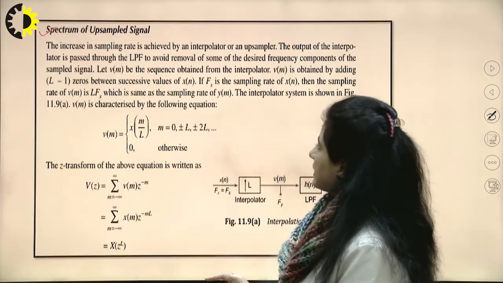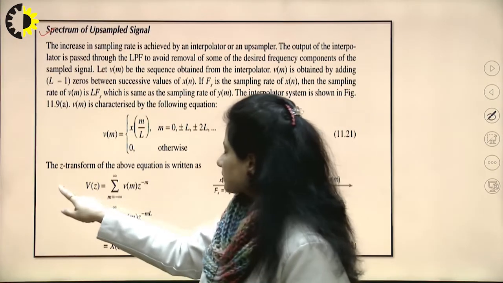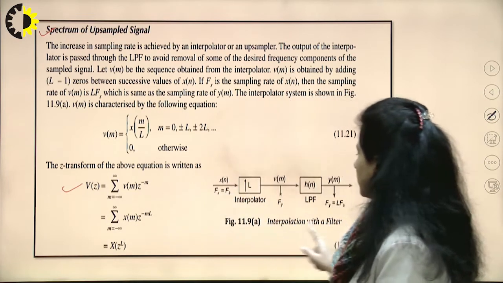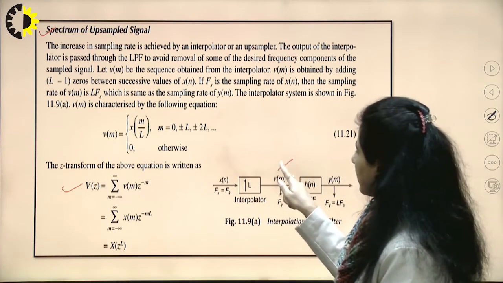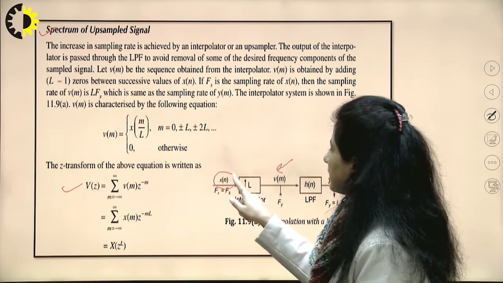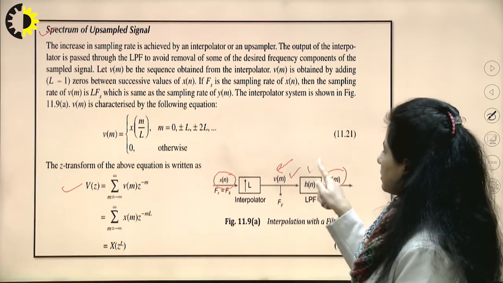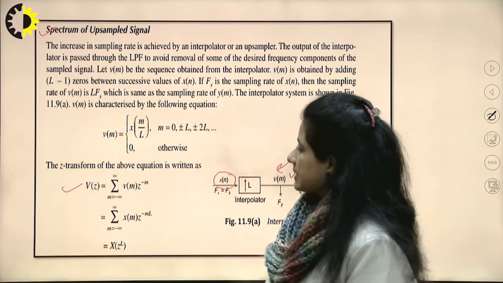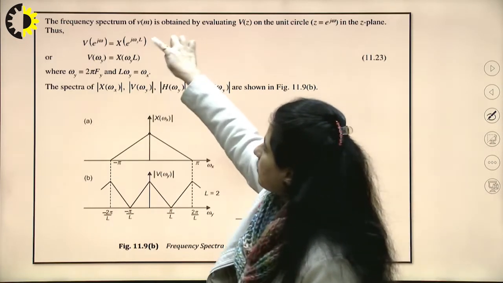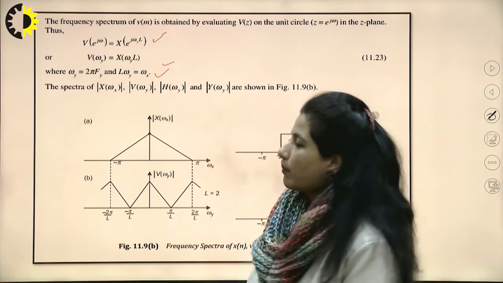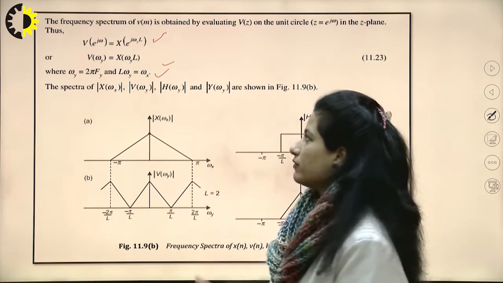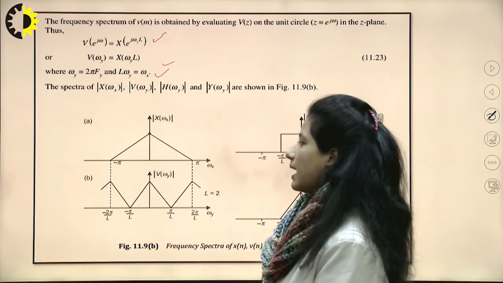So I'll be representing this mathematically here: the output of this particular system which I'm talking about, Wn, is the interpolated signal xn, and the output Ym is the convolution between these two transfer functions. This is the same thing which I have been representing in different formats, in the form of the Z domain, in the form of e raised to the power j omega, and so on.